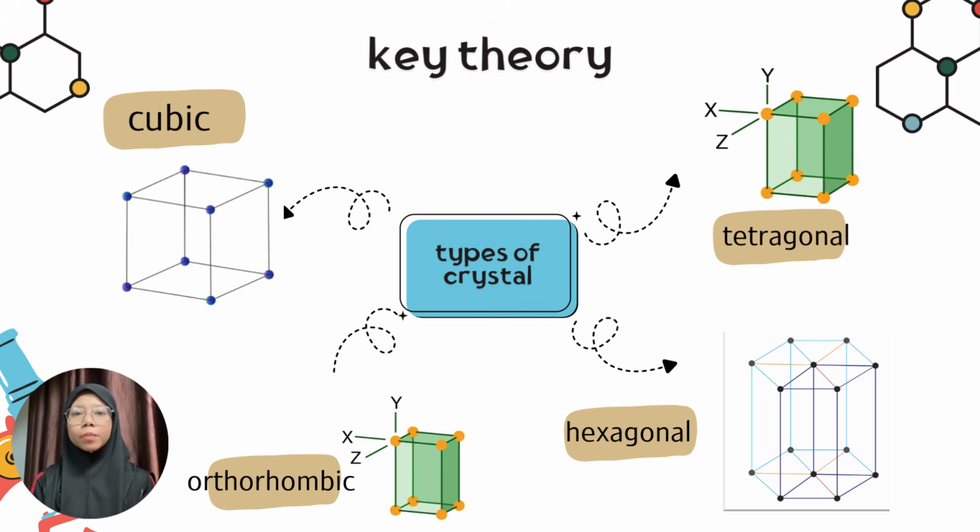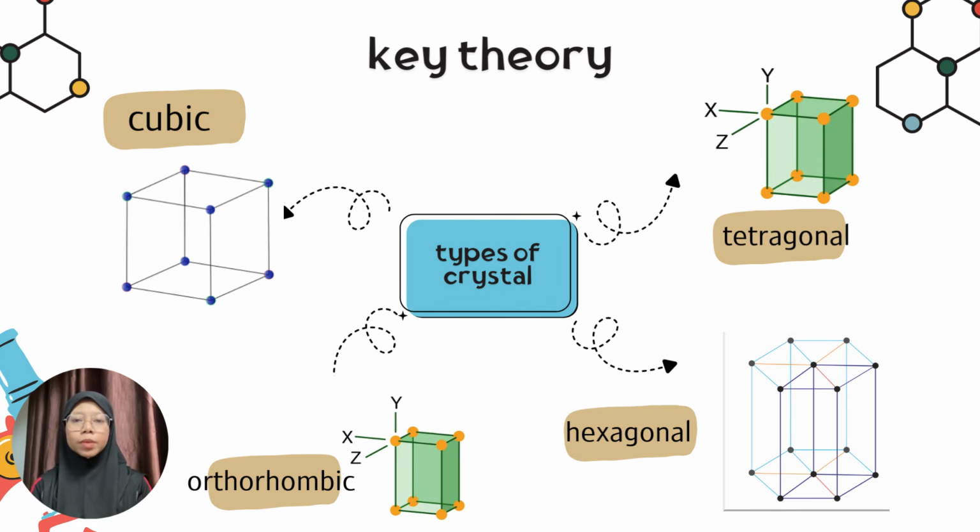Next is the types of crystal. First is the cubic system. In this system, all three axes are equal in length and are perpendicular to each other. Because of the high symmetry, cubic crystals are very stable. Next is the tetragonal system. Here, two axes are equal in length, while the third axis is different. However, all three axes remain perpendicular.